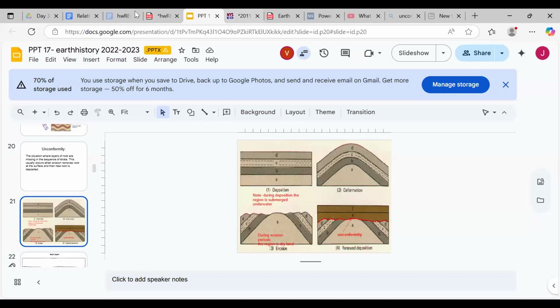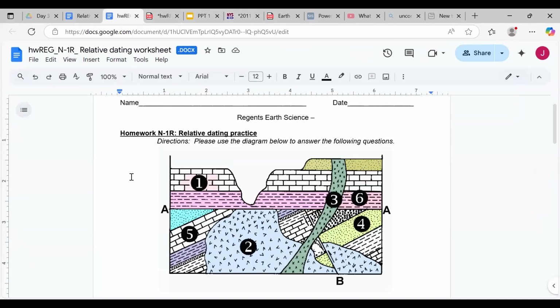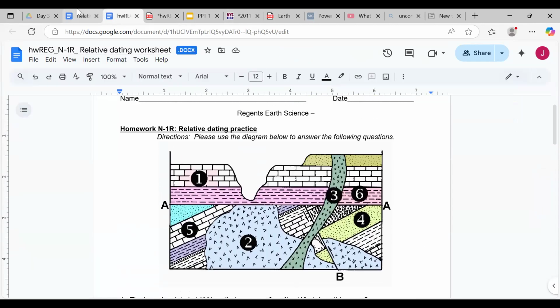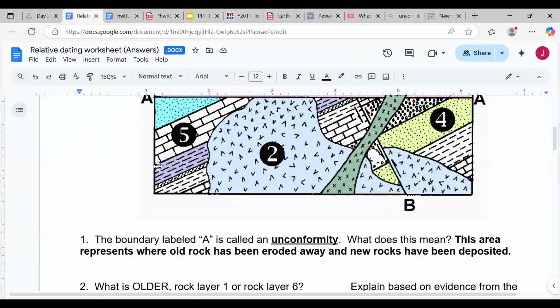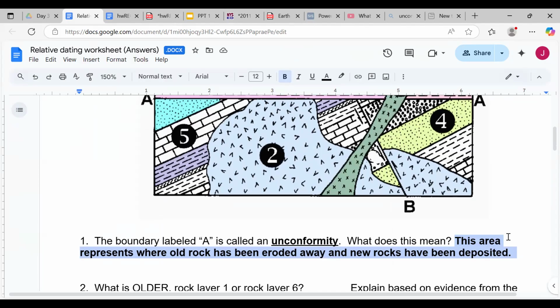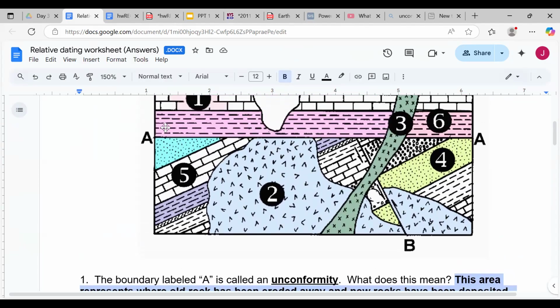And so for number one, I believe I wrote the answer here. You can copy this right here. This area represents where old rock has been eroded away and new rocks have been deposited. That's what A represents, right? And the line looks uncomfortable, almost as if it's completely breaking the pattern of what it should be.